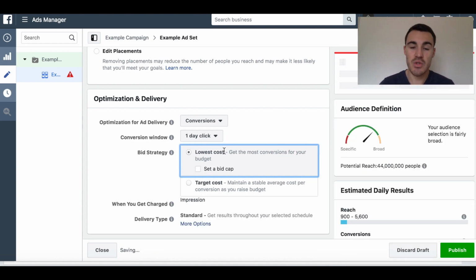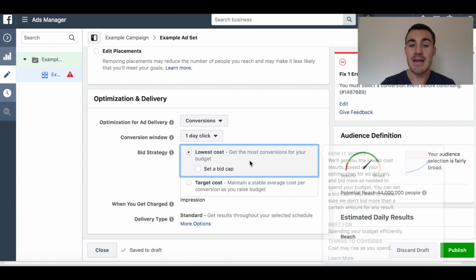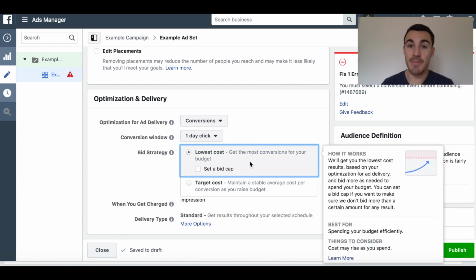Another option, sort of halfway between the two, I often find, is to use lowest cost, but also to set a bid cap. Now, let's say, again, we're looking to make purchases. $10 is our acceptable cost per purchase. If I set a bid cap at $10, then what that means is that if Facebook can't generate conversions for under $10, they will simply stop serving my ads.